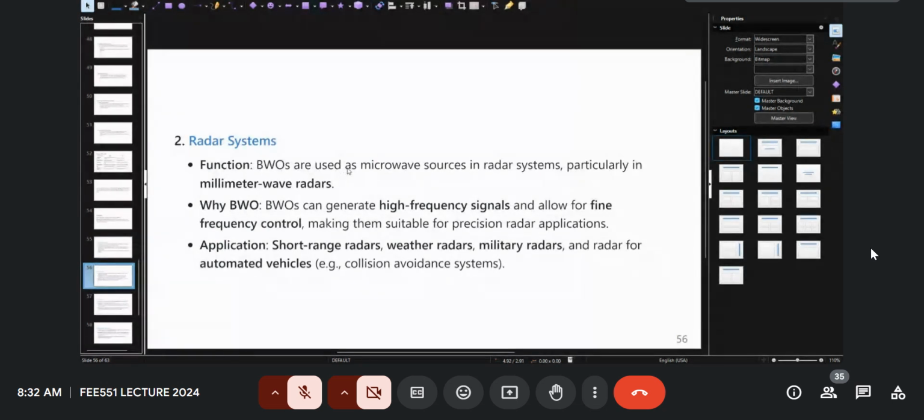Radar systems: BWOs are used as microwave sources in radar systems, particularly in millimeter wave radars. Why BWO in these radar systems? BWOs can generate high frequency signals and allow for fine frequency control, making them suitable. The applications are short range radars, weather radars, military radars, and radar for automated vehicles, collision avoidance systems.